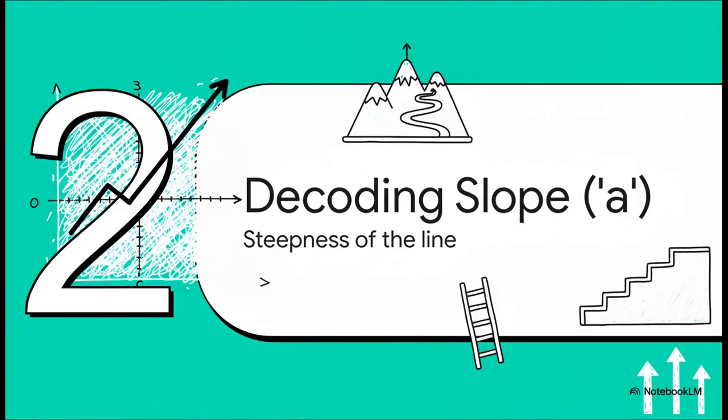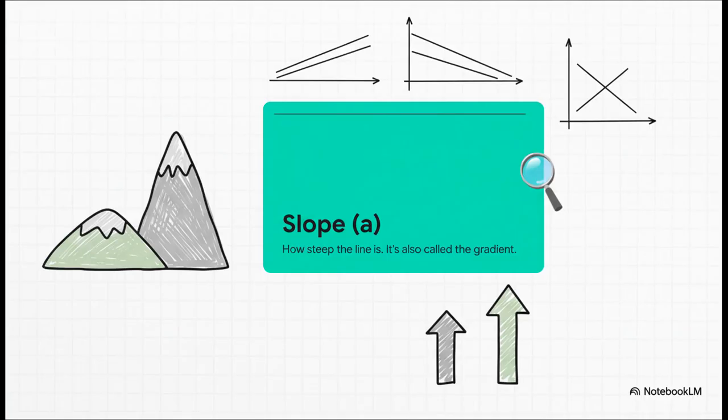Now for the first part of our code, decoding the slope, or a. This one little letter tells us one of the most important things about any line, just how steep it is. So the official term for a is the slope. Sometimes you might hear it called the gradient, but don't let that throw you. All it means is how steep is the line. Is it a gentle hill or a steep mountain? a tells us exactly that.